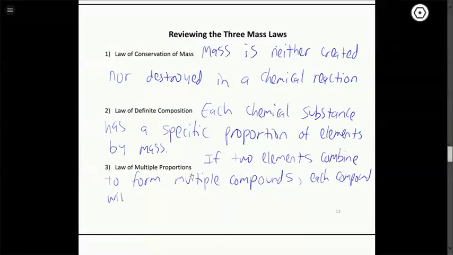Each compound will have a distinct mass ratio. So that's how we distinguish the two from each other, or at least one way to distinguish the two.